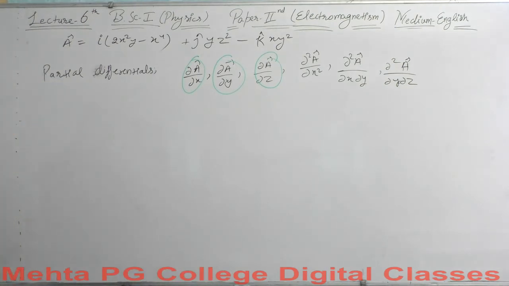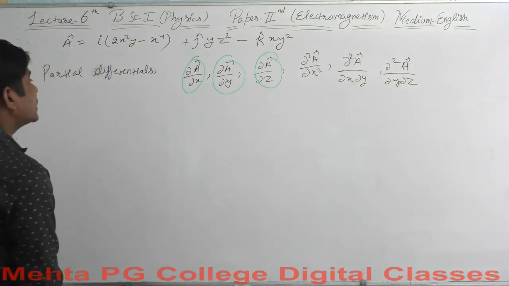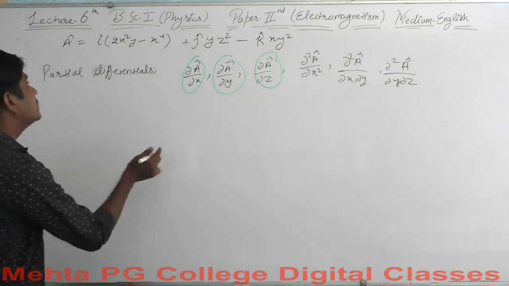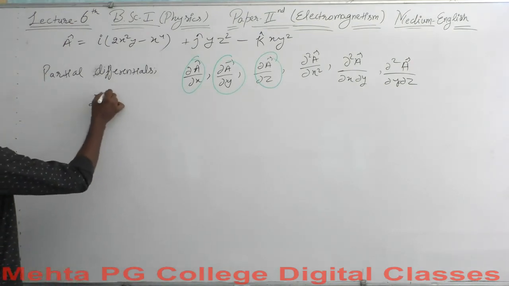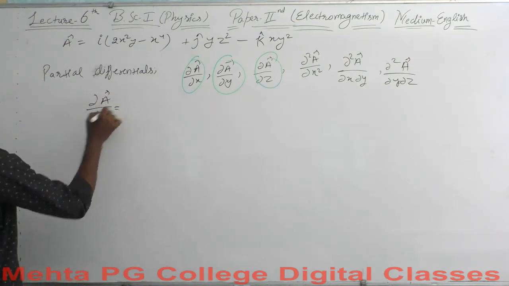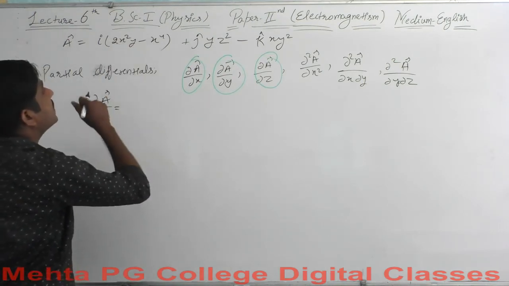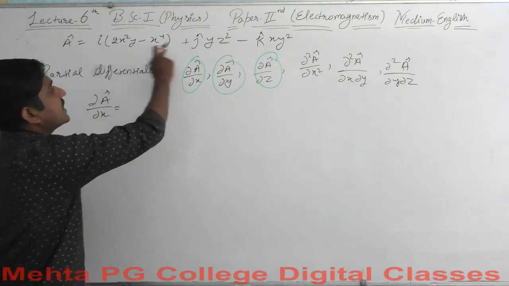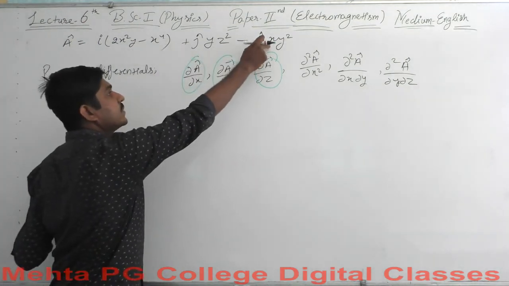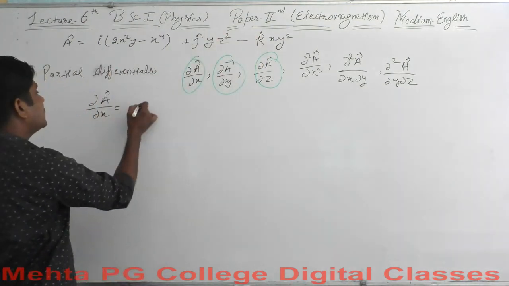We are supposed to calculate ∂²A/∂x², so we need ∂A/∂x. So what will be the value of ∂A/∂x? Let's go for a quick revision here. What will be the value of ∂A/∂x? This value will exist, and this value again has a component for x, so these two values will exist.